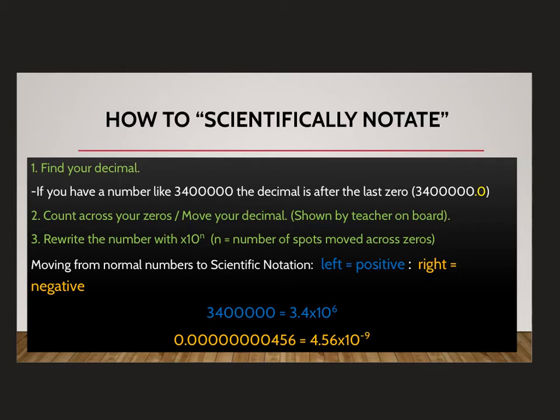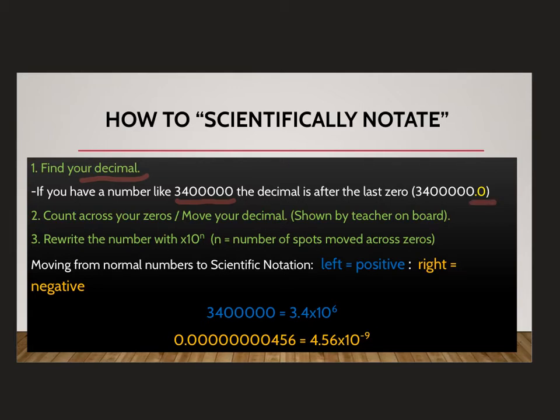In order to do scientific notation, you have to follow a couple of simple rules. Hopefully this isn't difficult. The first thing we got to do is we have to find your decimal. That shouldn't be a problem if the number already has a decimal in it, but if you're not familiar with a lot of math, any whole number like this one right here has its decimal sitting behind the last zero.